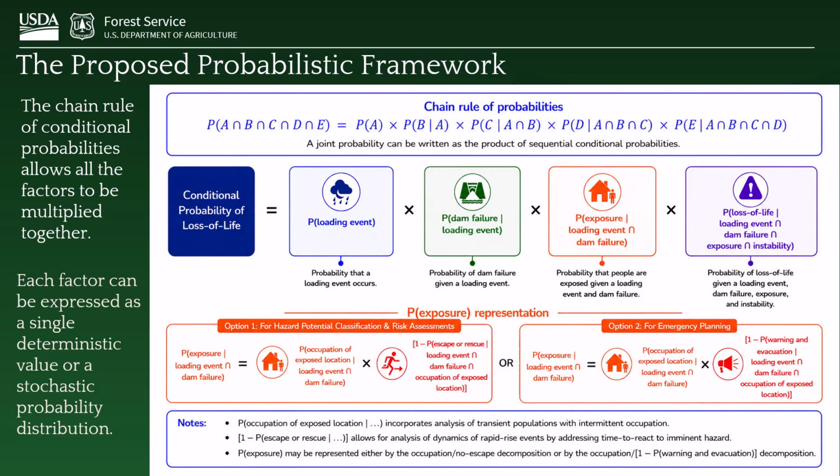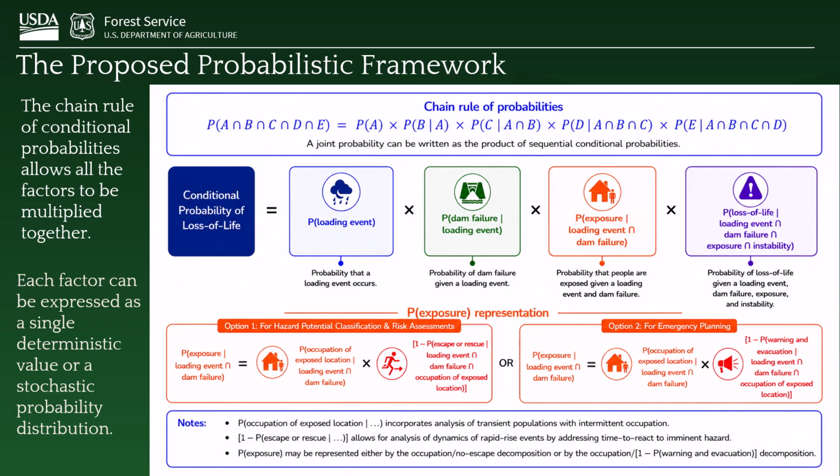Incorporation of probability of exposure is the major innovation of this proposed methodology. It can be represented with or without warning and evacuation capabilities, option 1 or option 2. For hazard potential categorization and risk assessments, option 1 should be used to model probability of exposure with probability of occupation and time to react after arrival of the flood wave. When warning and evacuation needs to be modeled for emergency planning, option 2 should be used for probability of exposure with probability of occupation and time to react after being warned.